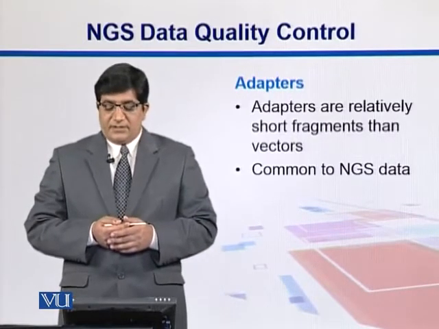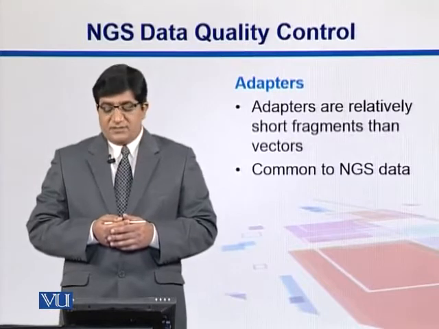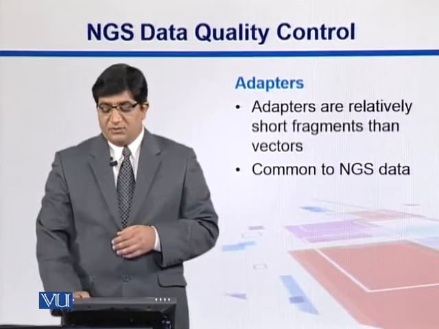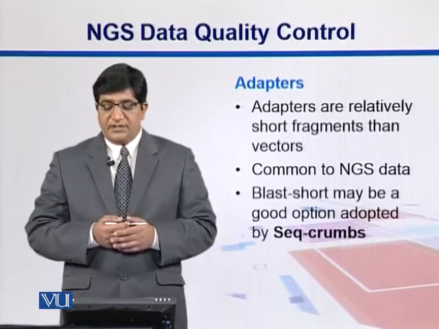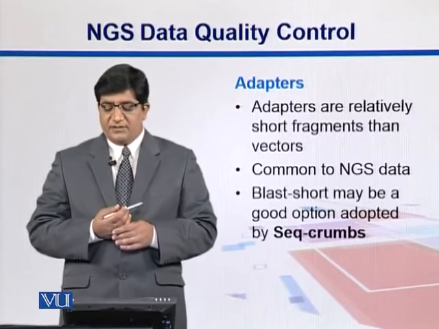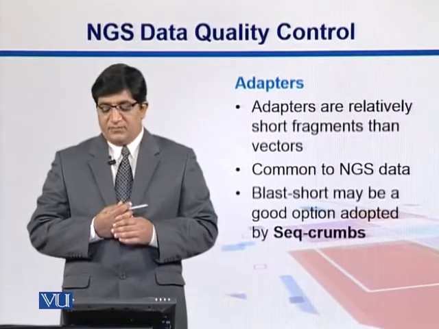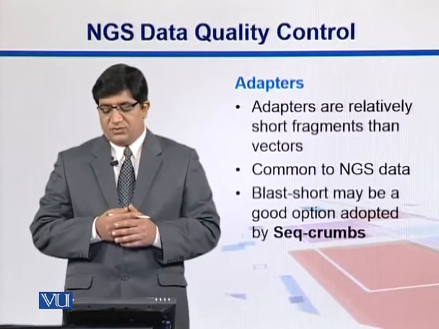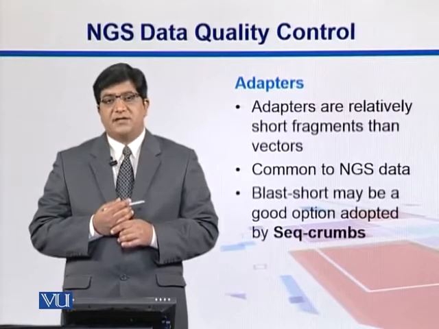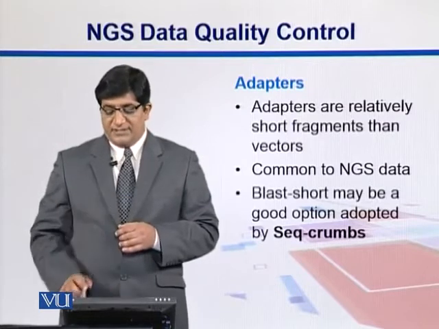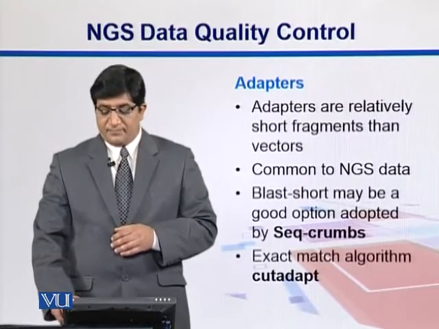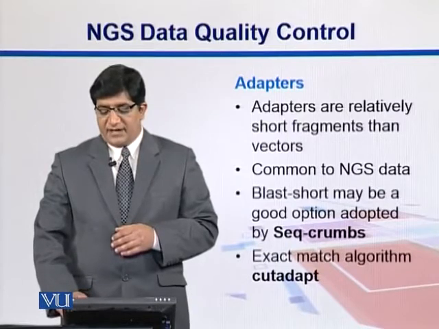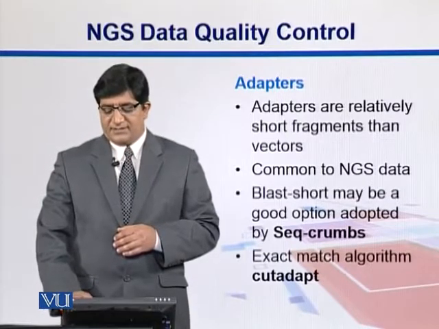Adapters are relatively short fragments compared to vectors, so they are common in NGS data though. As we have said, they are relatively short fragments, and we can use a method called BLAST short. We can use this method, which is actually adopted by a software called Cross_match. It goes with an exact matching algorithm called Cutadapt.